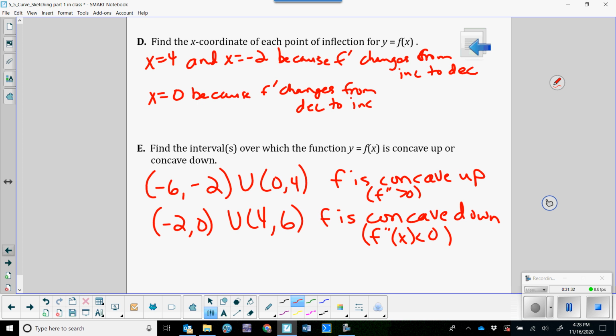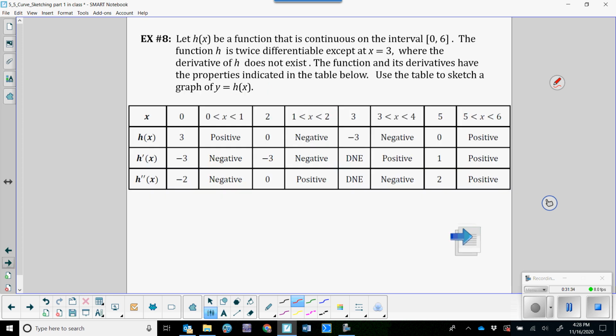So the last example we're going to do for the video is going to be example 8. On this example, we're going to look at a table that gives us a bunch of stuff that's true about h, h prime, and h double prime. Then we're going to use this table to sketch what's going on for our function. Okay? So I want to look through and make some notes in this table, and then we'll graph it. So when x equals 0, we know that h of x is 3. So we'll be able to actually put a point there.